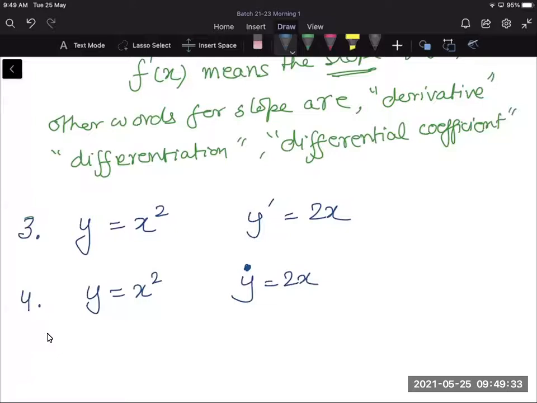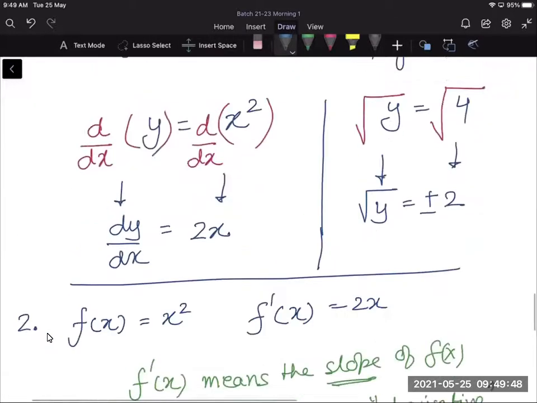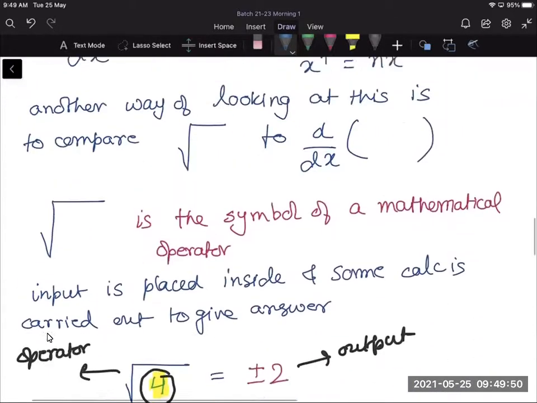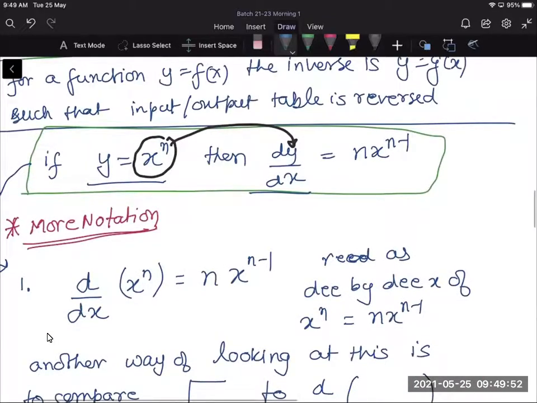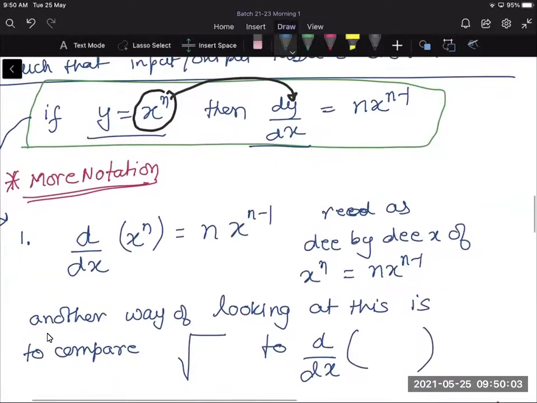We are going to be using dy by dx initially, and then finally, when you get used to it, we'll come to y dash or f dash x, and that's it. Yeah. So these are the four ways in which I compress the statement. If y is equal to x raised to power n, then dy by dx is equal to n x raised to power n minus 1 is compressed in these four ways.